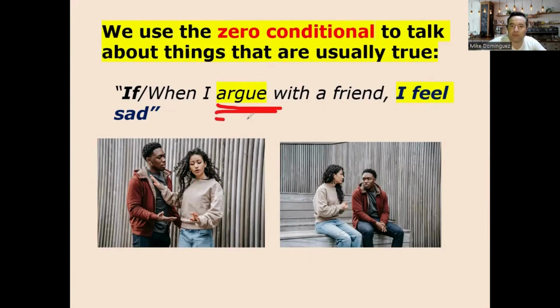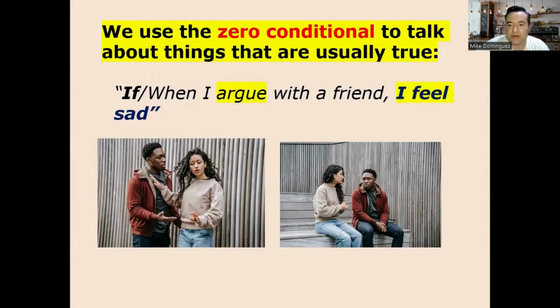Is it present, future, past? What is this tense? Present, and the reaction? Present. It is a true fact, something that is true. That is a zero conditional. So notice, you can use if or you can use when. If or when, no problem. Cuando peleo con mi amigo, me siento mal. Si peleo con mi amigo, me siento mal. So you can use if or you can use when, no problem. Right? That's okay.